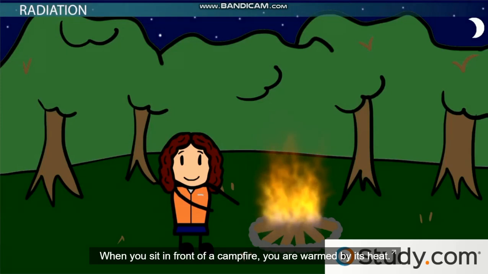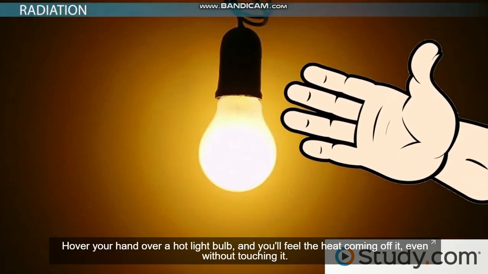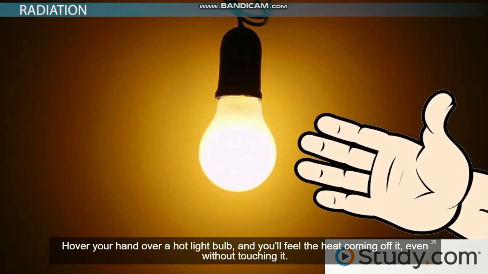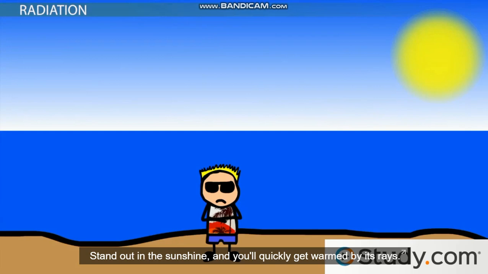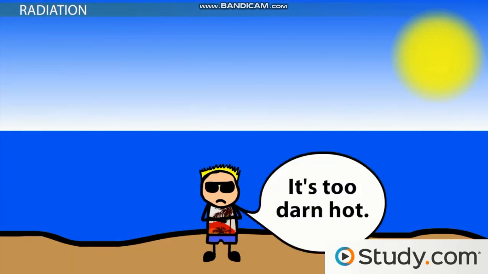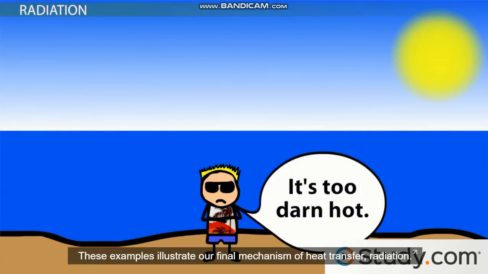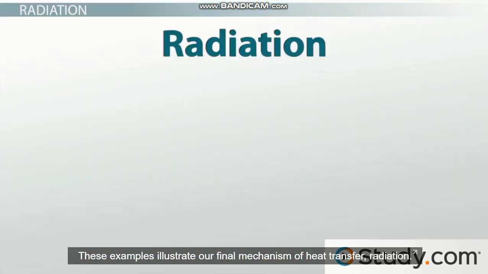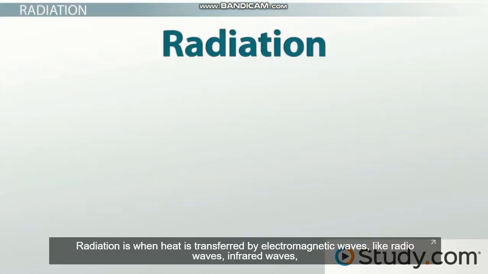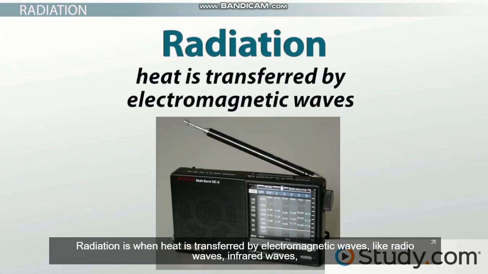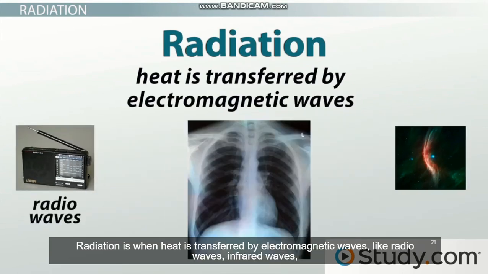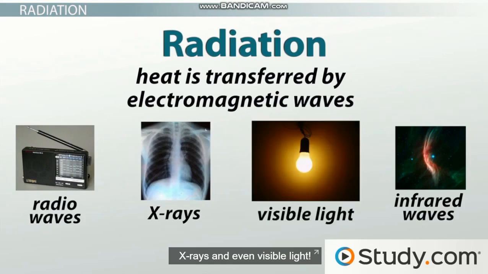When you sit in front of a campfire, you're warmed by its heat. Hover your hand over a hot light bulb and you'll feel the heat coming off it, even without touching it. Stand out in the sunshine and you'll quickly get warmed by its rays. These examples illustrate our final mechanism of heat transfer, radiation. Radiation is when heat is transferred by electromagnetic waves like radio waves, infrared waves, X-rays, and even visible light.